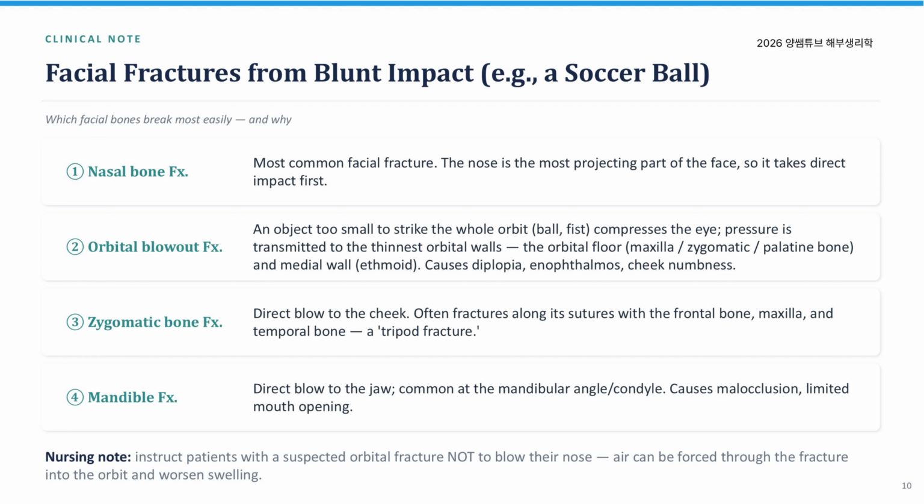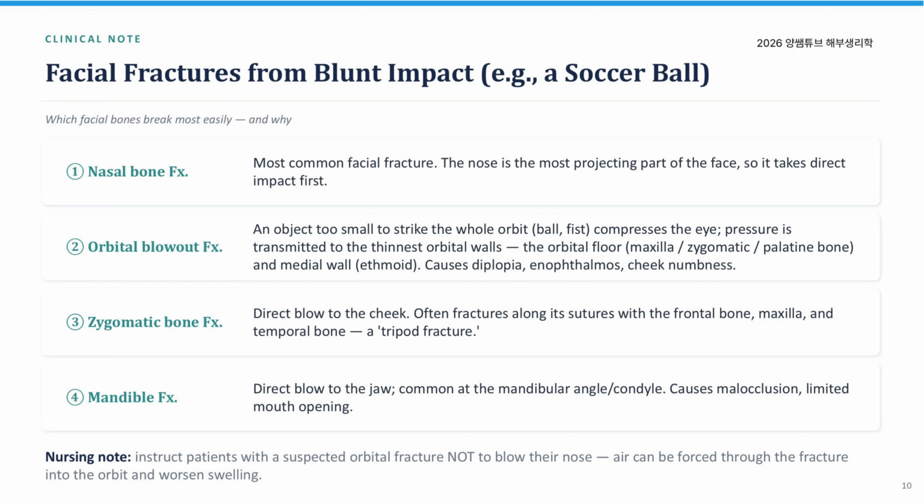Third, the zygomatic bone, or cheekbone. This happens from a direct blow to the cheek, and it often fractures along its sutures with the frontal bone, the maxilla, and the temporal bone because of that 3-point pattern. We call this a tripod fracture. Fourth, the mandible or lower jaw. This comes from a direct blow to the jaw, most commonly at the mandibular angle or the condyle, and it can cause malocclusion, the teeth not lining up properly, and limited mouth opening.